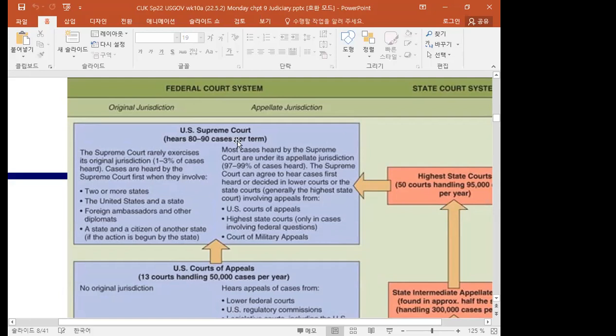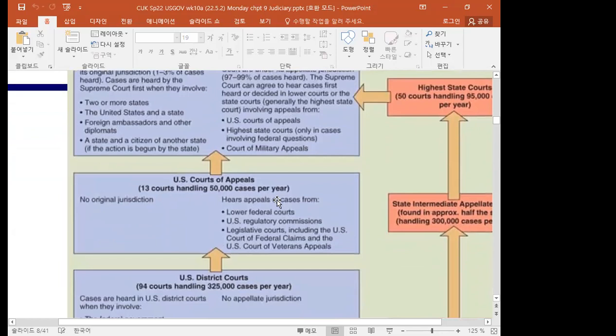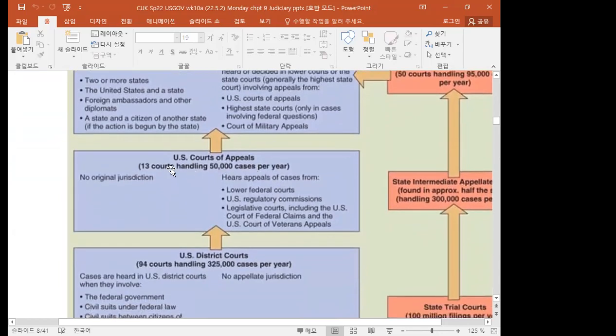And of course, the Supreme Court receives thousands of appeals over the course of its term each year, but it only agrees to hear 80 to 90 cases. In most cases, it lets the appeals court decision stand. A few cases focus on original jurisdiction laid out in the Constitution, but most are appellate court decisions. The U.S. Court of Appeals has 13 courts handling about 50,000 cases per year. They hear appeals from lower federal courts, regulatory commissions, and so on.